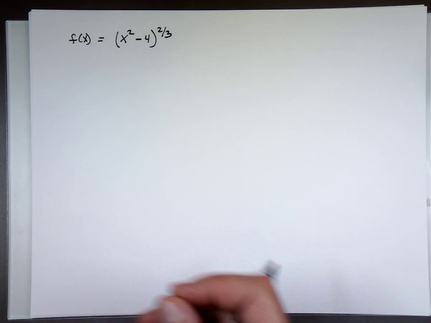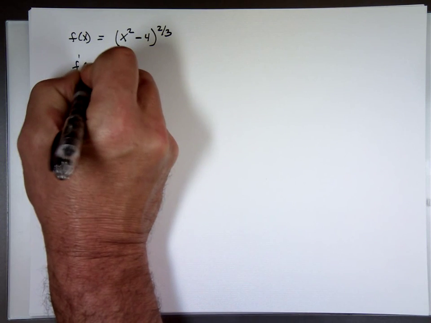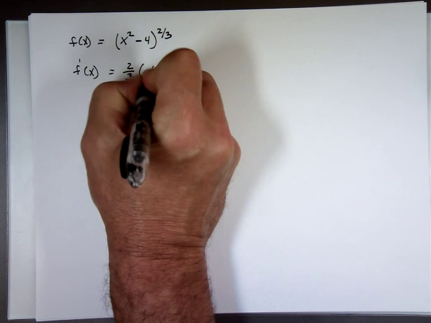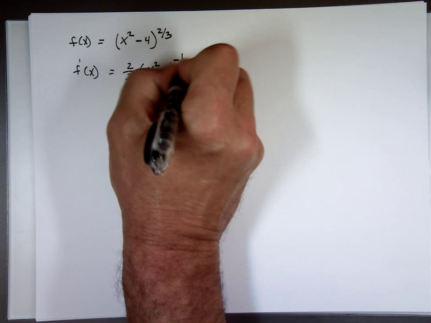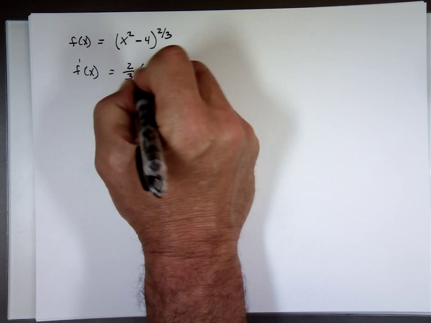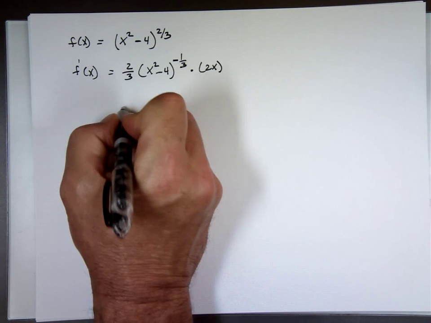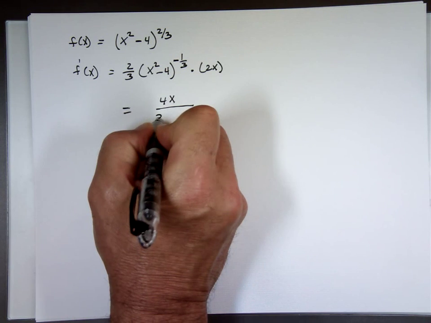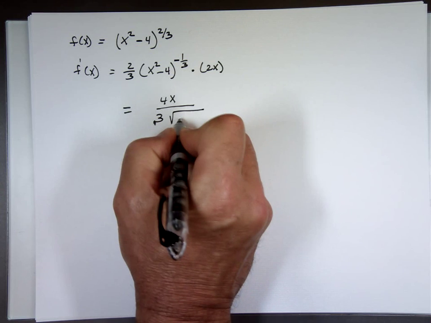So I need the derivative first. 2/3 times (x squared minus 4) to what power? Negative 1/3, times the derivative of what's on the inside, which is 2x. So that would be 4x over 3 times the cube root of x squared minus 4.